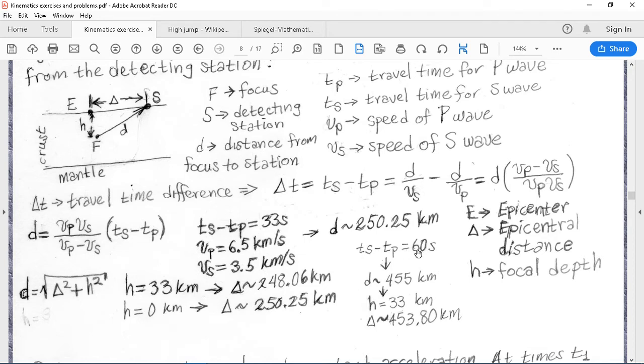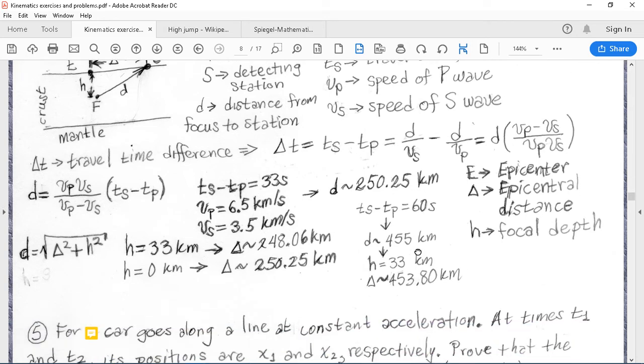For a travel time difference of 60 seconds, that'll give us that the distance will be 455 kilometers. That for a depth of 33 kilometers will give us an epicentral distance of 453.8 kilometers.